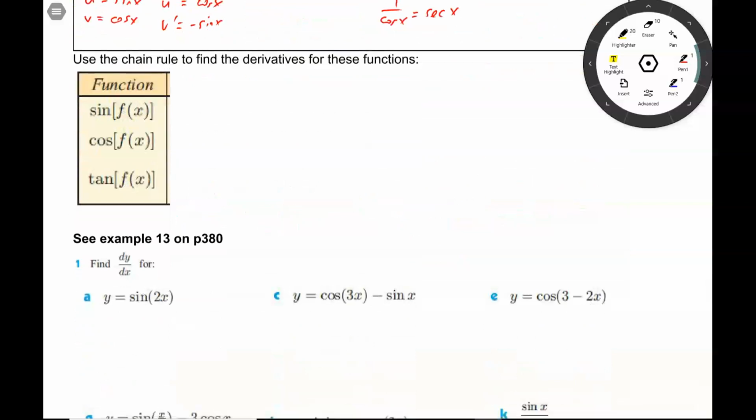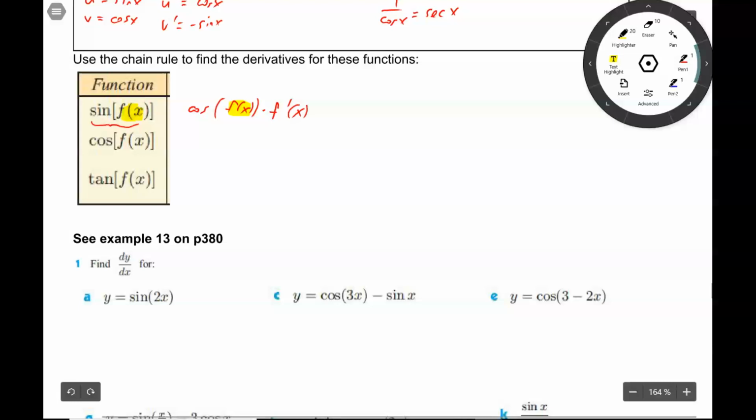Use the chain rule to find the derivatives for these functions. Okay, so if you have sine of something inside, the derivative of that would be cosine, and then you would just write f of x exactly as is, right? So for example, this expression would be written exactly as is there. And then we would do the chain rule, which means we would take the derivative of that yellow part there and multiply it times the first part.